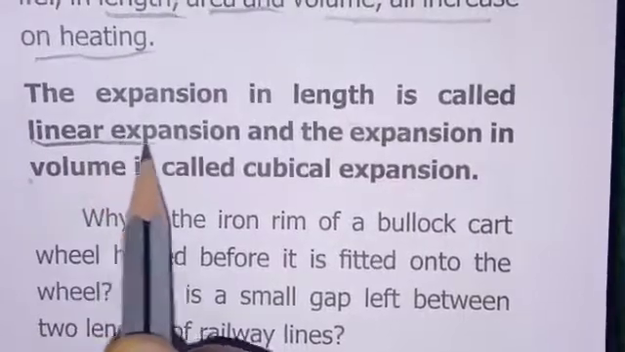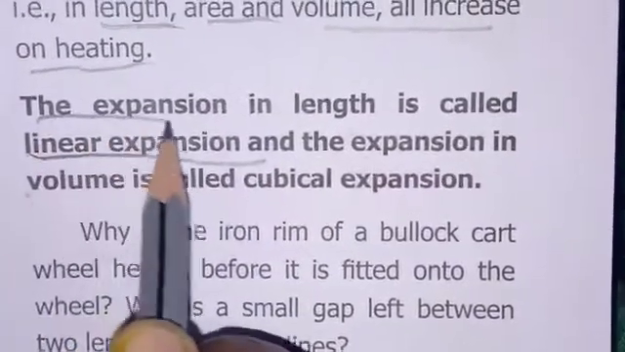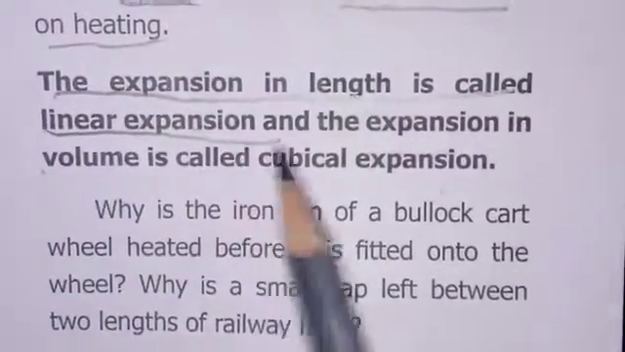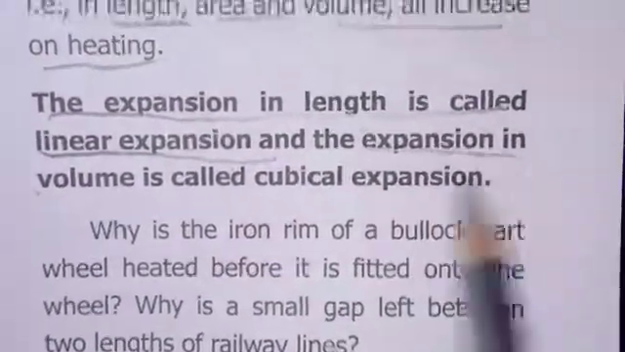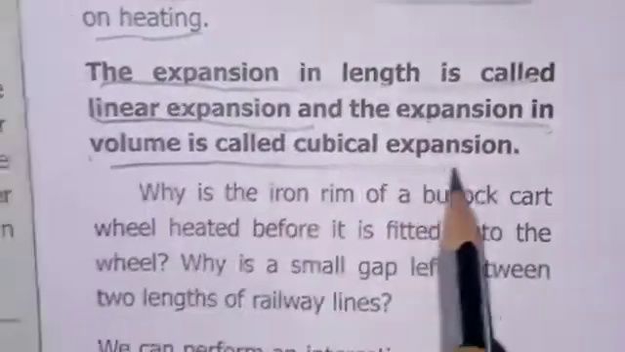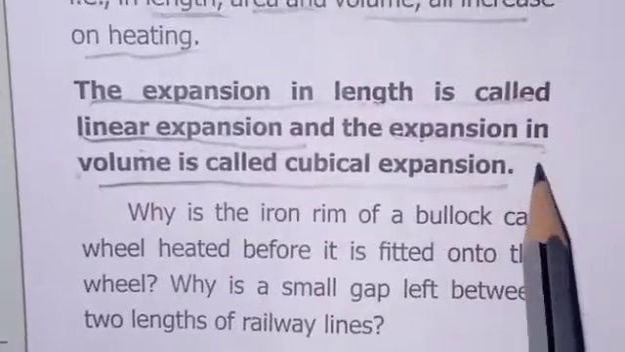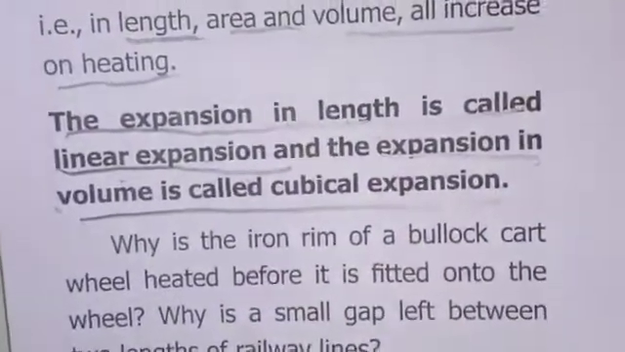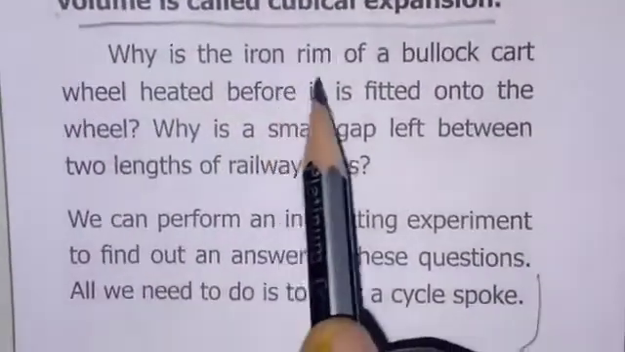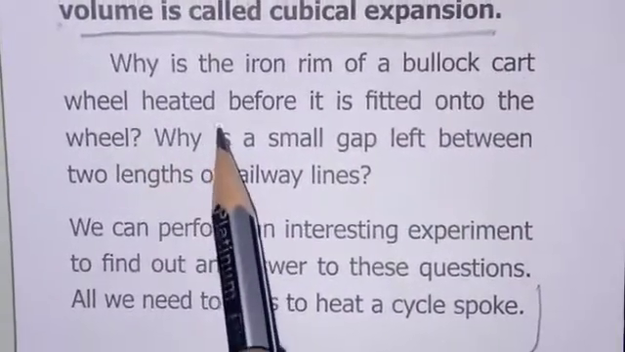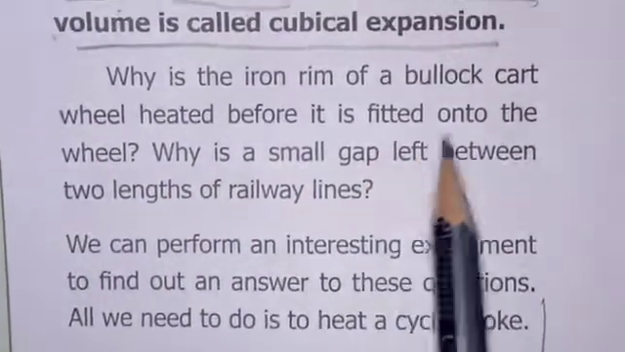See children, this can be asked in two more questions. Expansion in length, that is size, is called what? Linear expansion. And the expansion in volume is called what? Cubical expansion. Only one word: length means linear, volume means cubical expansion.